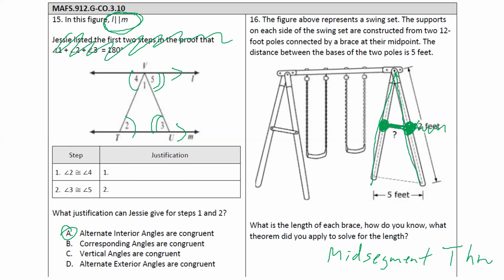The mid segment of a triangle theorem says that the mid segment is going to be parallel to the opposite side. And it's also going to be half the length of that opposite side. Or sometimes they use the word base instead. So on here, 5 feet is what's important. If we know that piece is 5 feet and we know this piece is half of that, how long is it? 2.5. So 2.5 feet. And that's going to be found by, again, our mid-segment theorem.